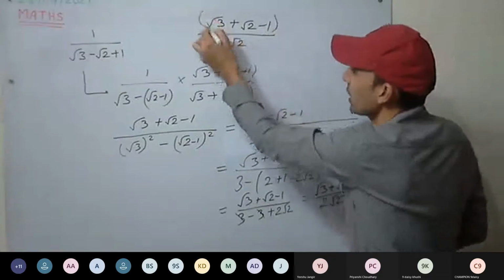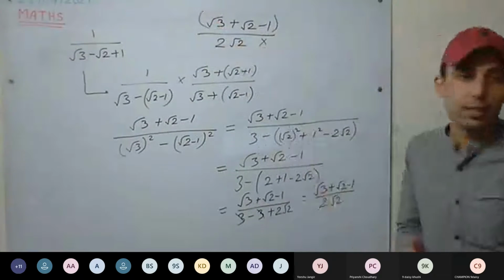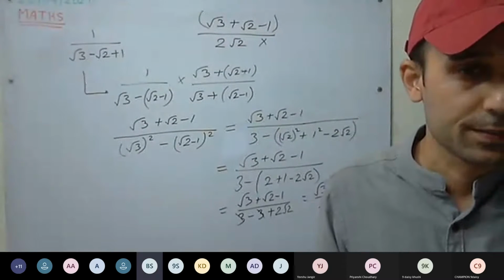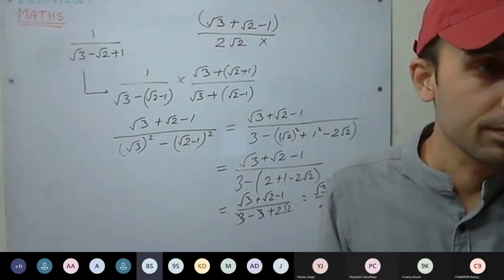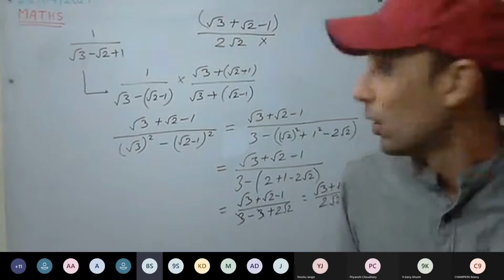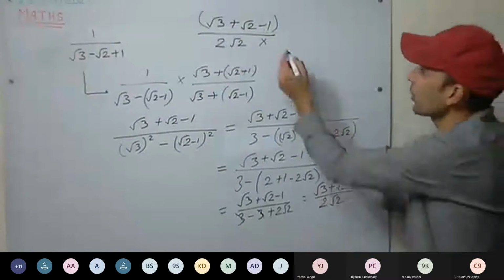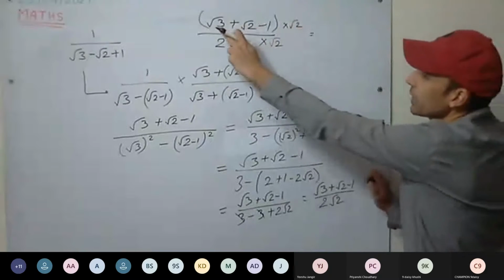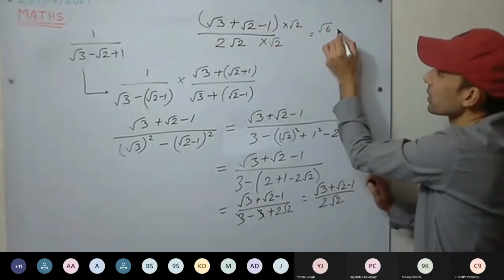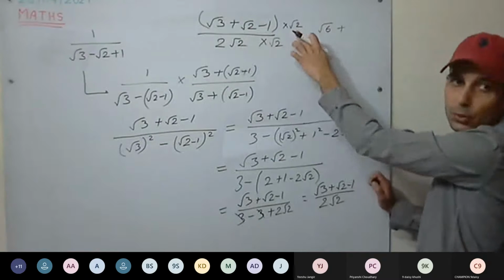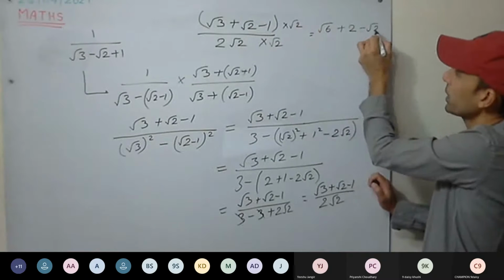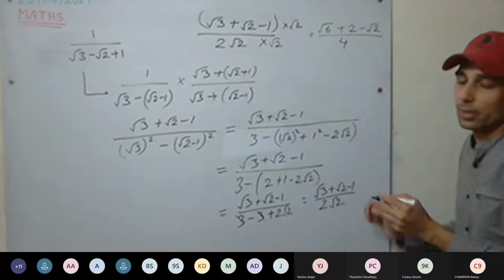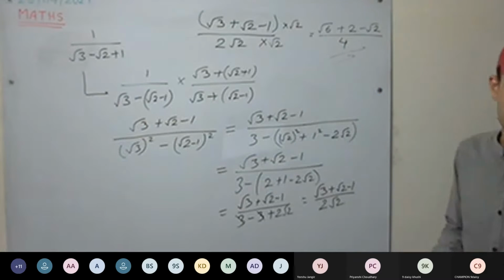So how can we rationalize it? By multiplying it with, what should we multiply with? Root 2. With root 2 we must multiply. That is the lowest rationalizing factor, into root 2. So what will you be getting? Root 3 into root 2, root 6. Plus root 2 into root 2, 2. Minus root 2, divided by 2 into root 2, it will be 4. So we have rationalized it.